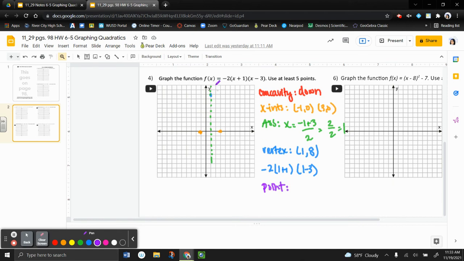So the point that I'm going to plug in is going to be close to the axis of symmetry. So let's plug in 0. That seems like an easy one to plug in. It'll give us a point along this line right here. So we're going to plug in 0 for our x value to get our y value.